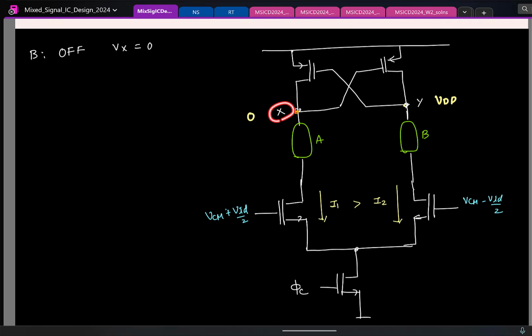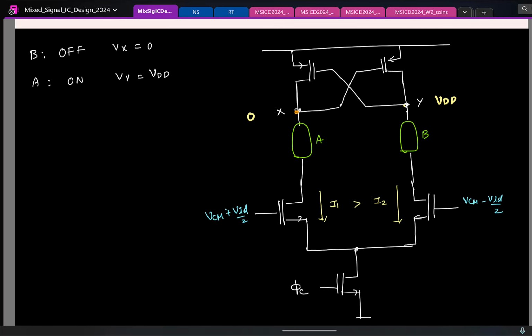Remember, X should be 0. If X has to be 0, do you think A should be on or off? If it's off, how is this connected to ground? Remember, the only way for X to be pulled to ground is through this. Just because I have written 0 doesn't mean it will be at 0. This is my VDD, this is at ground. If this is on, I have a path for this. So A should be active, A should be on. That is when Vy is at VDD.